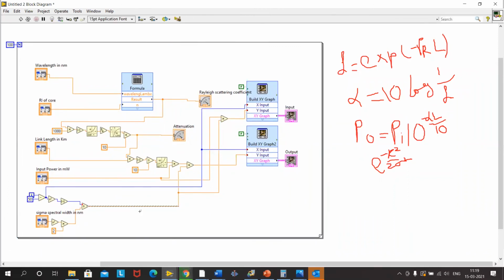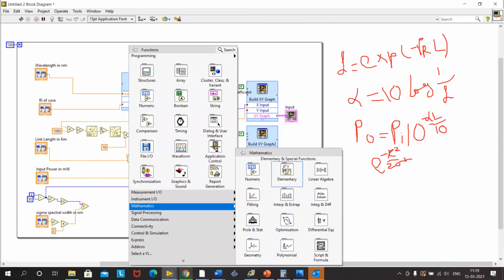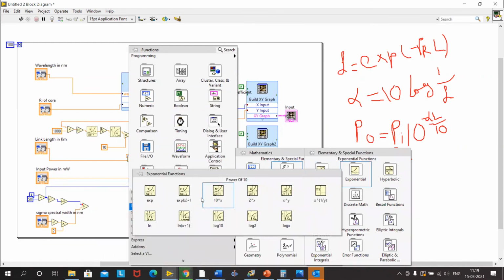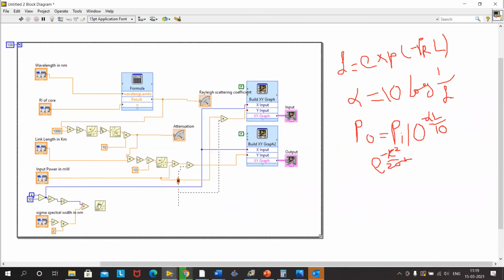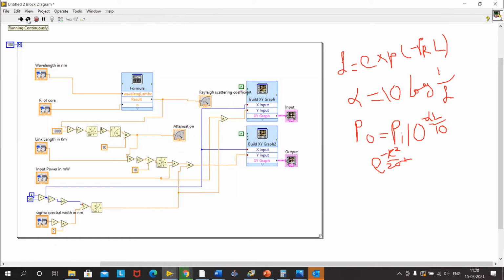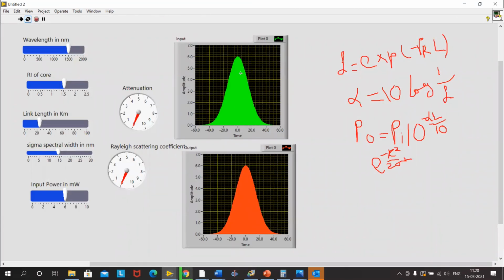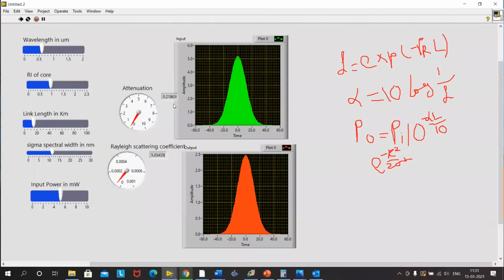I'll just delete this portion and add mathematics, elementary, exponential. So now we get e to the power of it. Run and see. Yes, you can clearly see your input and the output. So control E. Now we can see that we are getting the pulses. We can see the impact of the wavelength. As you can see, as the wavelength is increasing, the output is increasing.